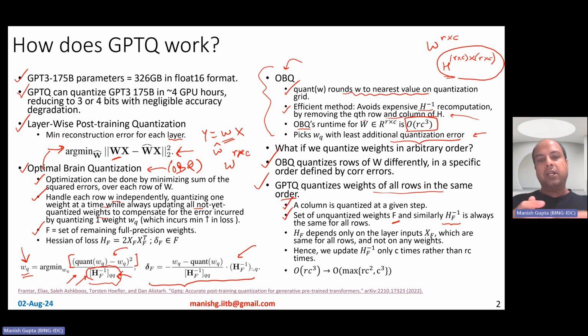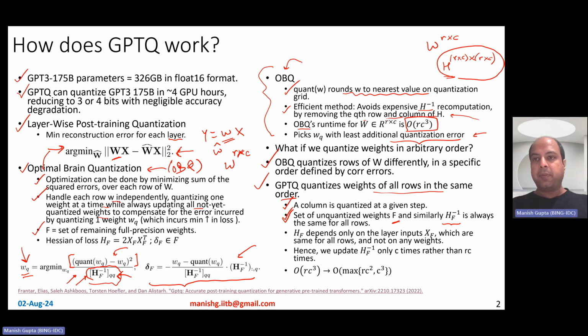And when I'm trying to solve these row by row problems, I'm actually looking at a block in this large Hessian matrix. The idea is that when you update the weights in a particular order for every row, your set of unquantized weights remains the same. And similarly, your Hessian inverse is also the same for all the rows.